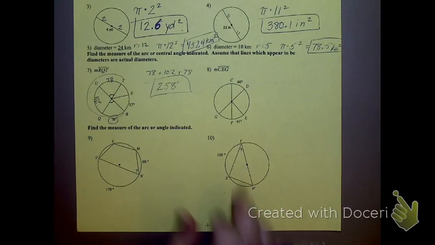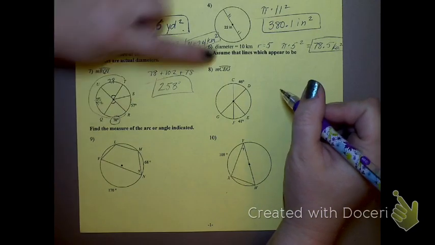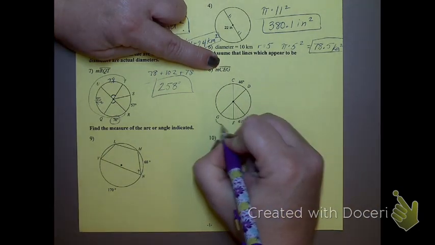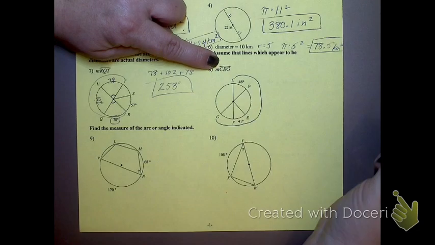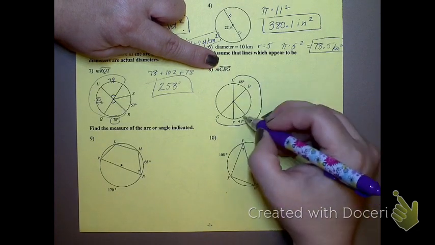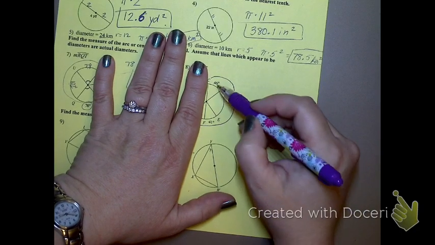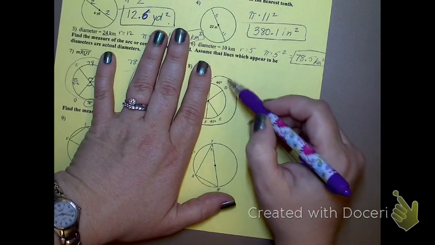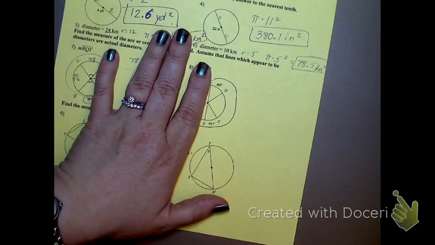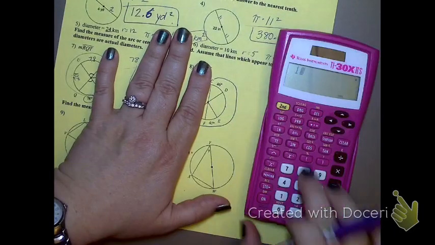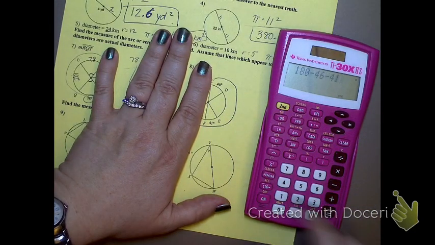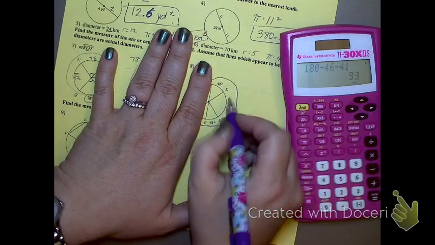Back in business. Okay, so let's see. We need arc CEG. CEG. So we're talking about this big guy here. Yeah? Now, if this is 46 and this is 41, do you see that these three together would be 180? 46 plus whatever this is plus 41. So I'm going to take 180 and subtract 46 and subtract 41, and what's left over, 93, will be this guy right here.